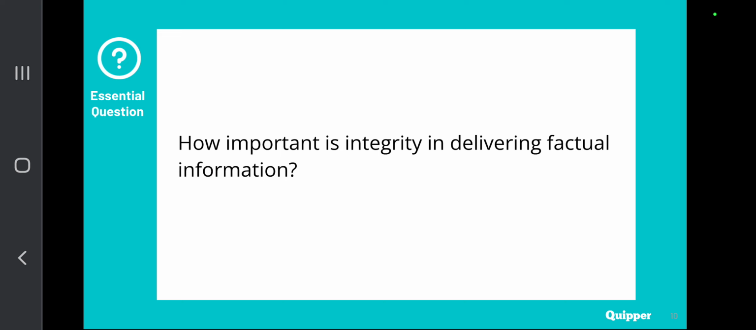That only means that it is already a given. When we deliver factual information, it should be done with integrity. Now, how important is integrity in general and in the context of delivering factual information, right? With that being asked, let's now deepen our understanding of communication and the discipline of communication.